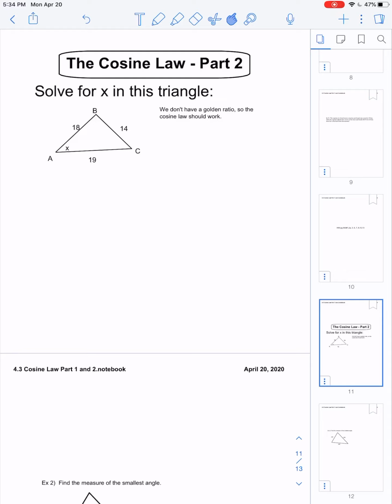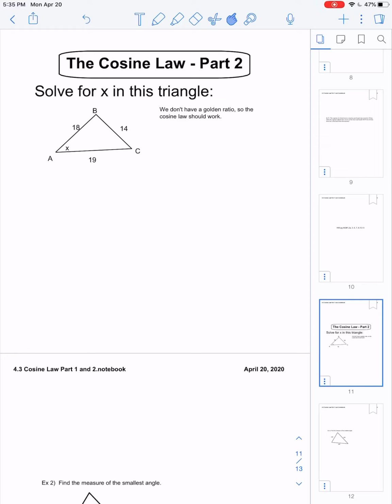So again, we don't have the golden ratio, so the sine law will not work. We have to use the cosine law. Those are the only 2 laws that you have. It's not like right angle triangle where you could use sine, cos, or tan. There is no tan law. There's only the sine law and the cosine law. So any triangle at all, even right angled triangles, can be done using the sine law or the cosine law.